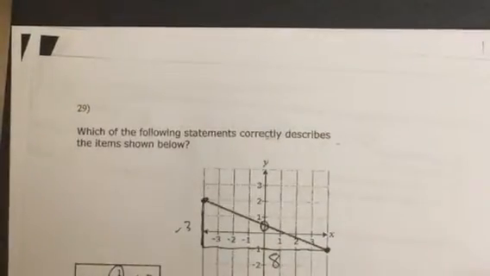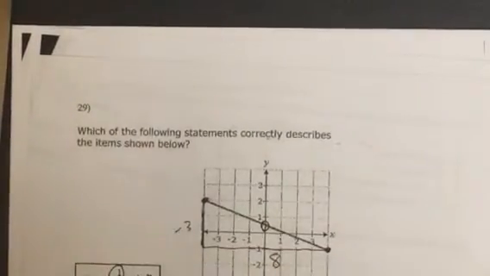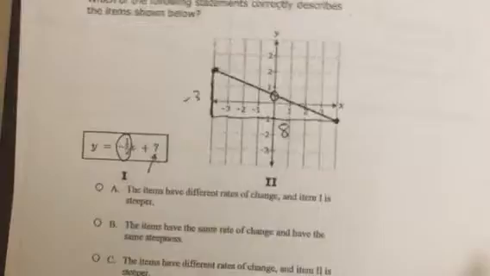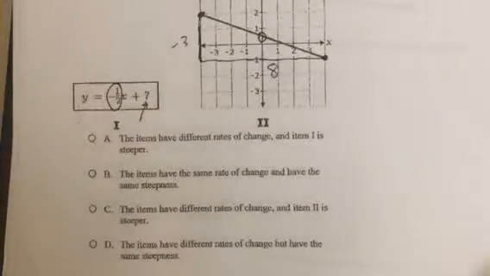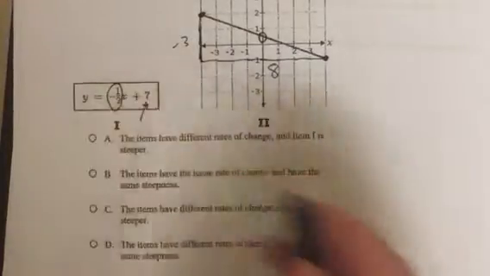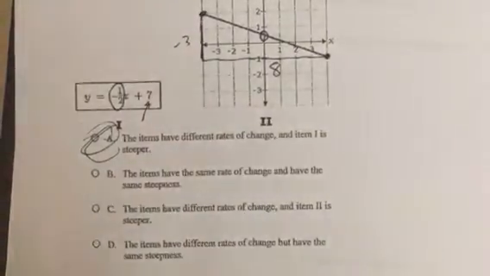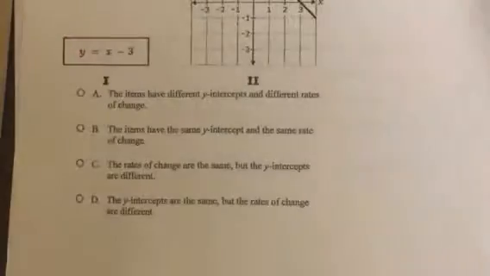That's not as steep. So this one's steeper. All right, so let's look at the answers. It says items have different rates of change. That's true. Item 1 is steeper. Yes, that is true. Okay, and we're done. It's steeper, it's got a bigger value, negative value.